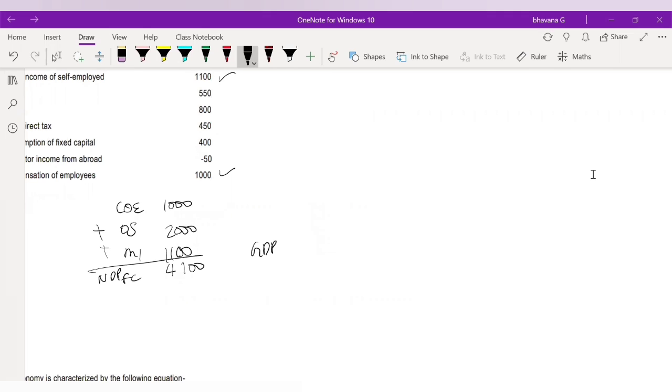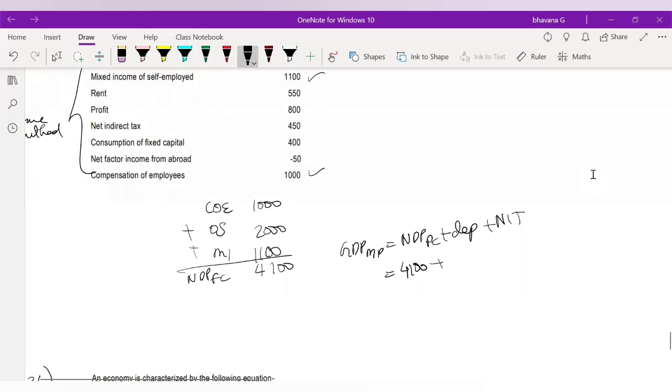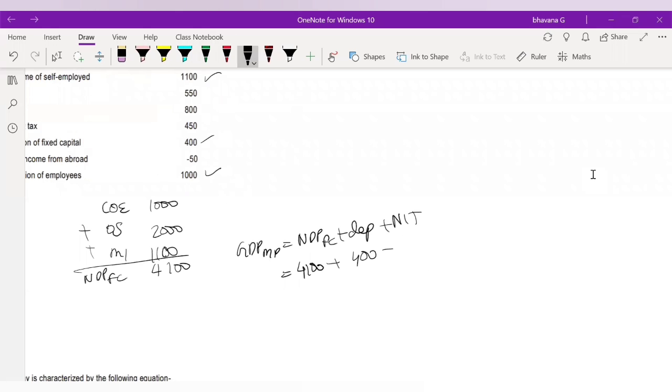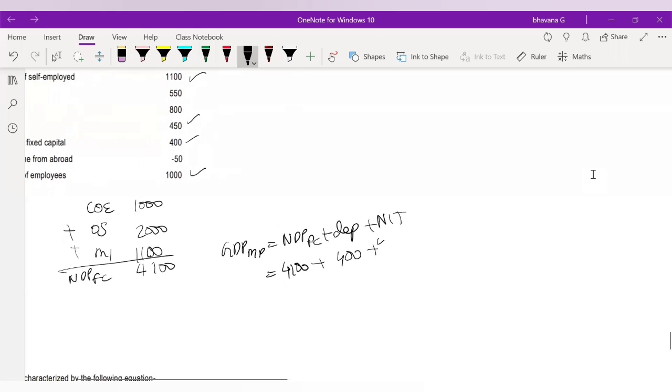So for finding out GDPMP, what you have to do is GDPMP equal to NDPFC plus depreciation plus NIT. So if you do this, you'll get GDPMP, which is nothing but 4100 plus depreciation, this consumption of fixed capital 400, plus net indirect taxes. Net indirect taxes, they have given you 450 here. So plus 450. So if you do this, you will get GDPMP. GDPMP is 4950 crores.